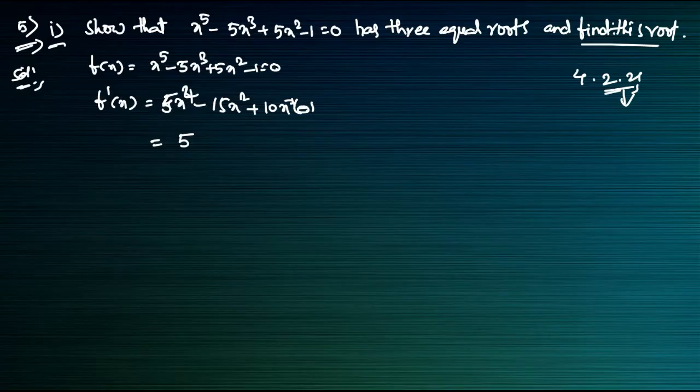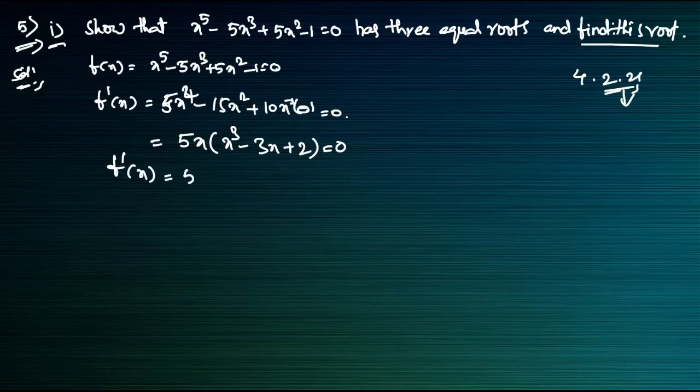So it will become here, I will take 5x common from this: x cube minus 3x plus 2 will come here. This is equal to 0, we know already this one is equal to 0. So f dash of x is equal to 5x into (x cube minus 3x plus 2) is equal to 0.